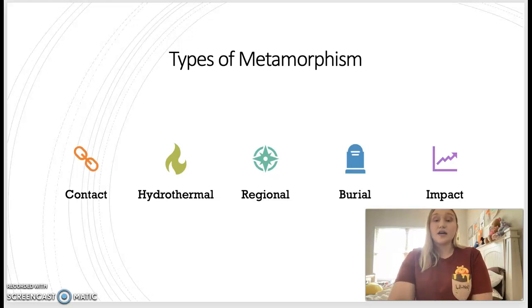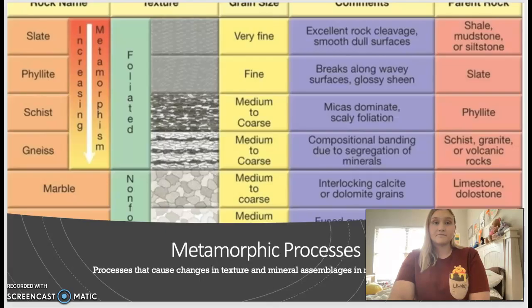The different types are contact, hydrothermal, regional, burial, and impact. These are metamorphic processes that cause changes in texture and mineral assemblages in metamorphic rock.